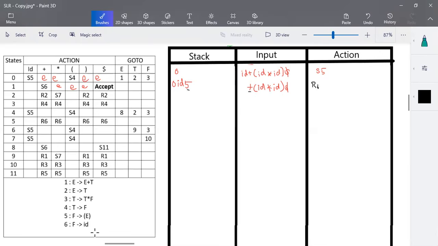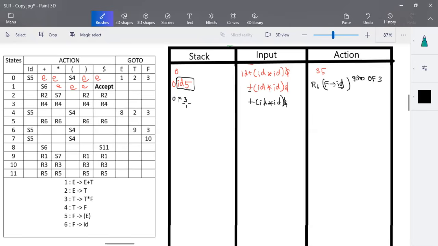What is production number 6 here? It is F tends to id. So we have to pop the stack until this id occurs. This id and 5 will be removed, and instead we'll push F into the stack. So 0, F will be on the stack and the input will consist of plus id star id dollar. Each and every reduce operation is followed by a goto operation, performed between the last two elements in the stack, that is 0 comma F. What is there in 0 comma F? It goes to state 3. So 3 will be pushed into the stack.